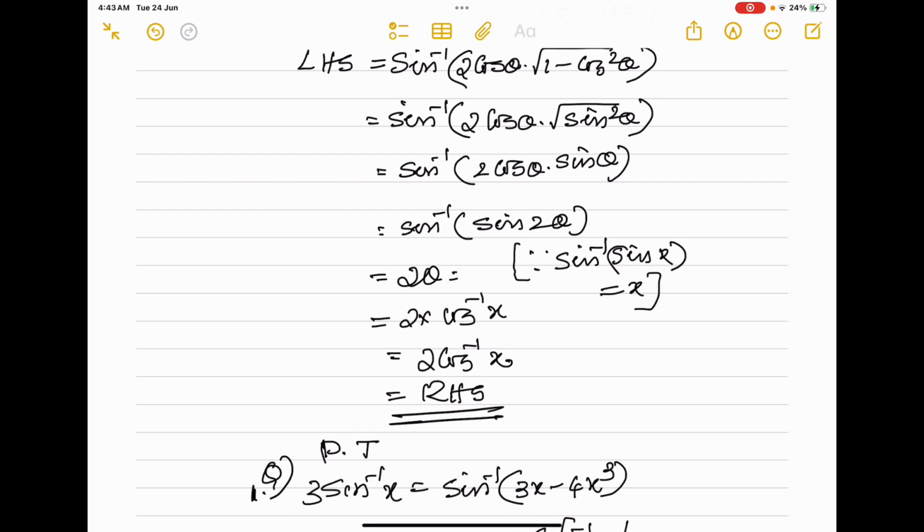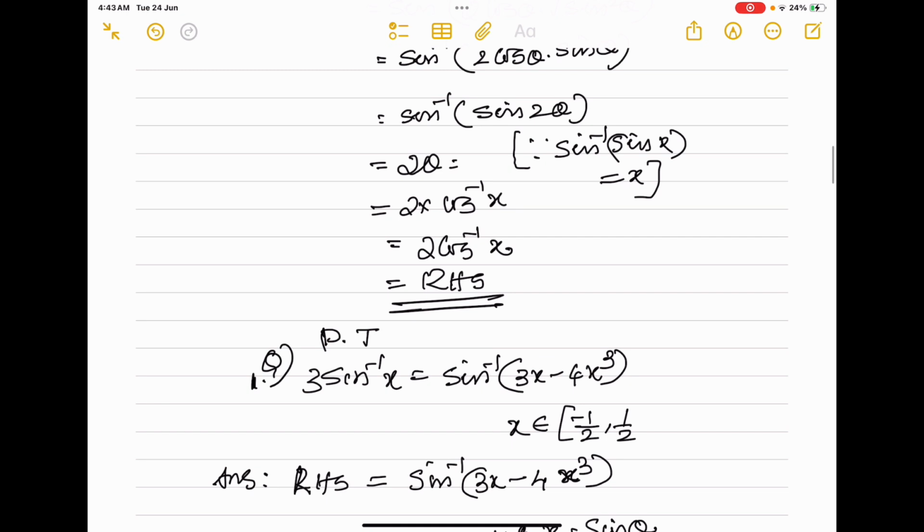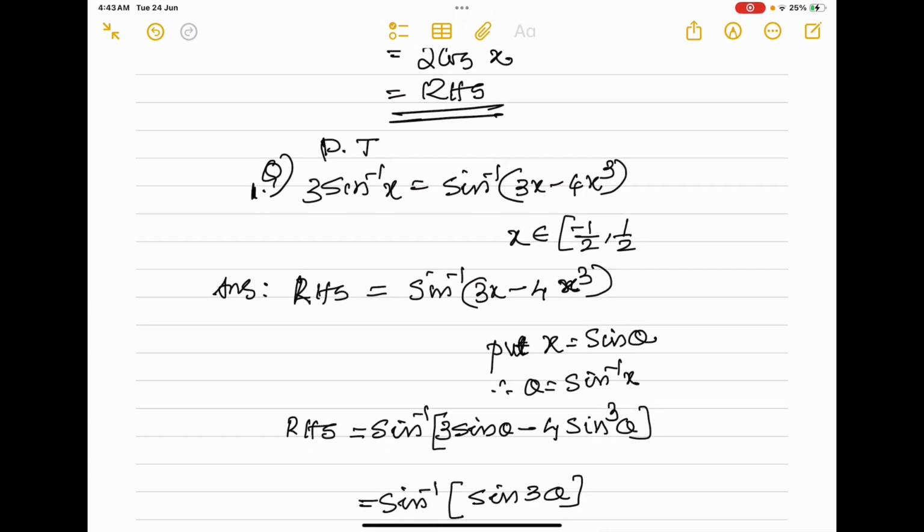Next question is prove that 3 sin inverse x equals sin inverse of 3x minus 4x cube. We know one result as 3 sin theta minus 4 sin cube theta equals sin 3 theta. So here put x equal to sin theta, then therefore theta equals sin inverse x. If you put x or y as one of the terms of sin, cos, etc., then you find out theta, that is sin inverse x.